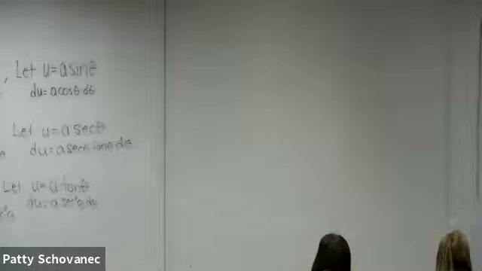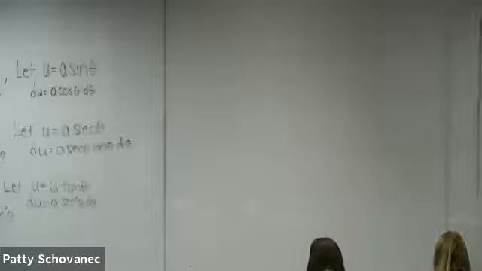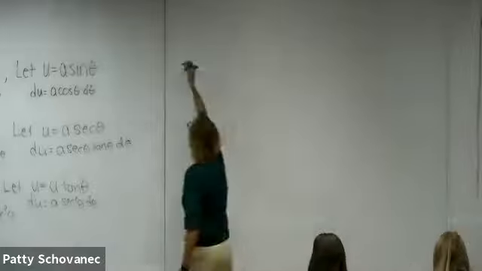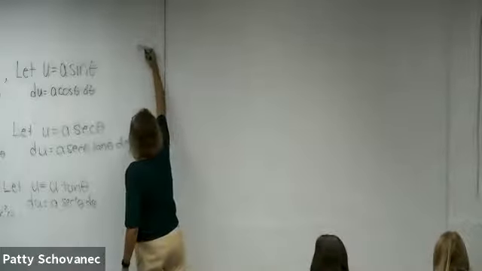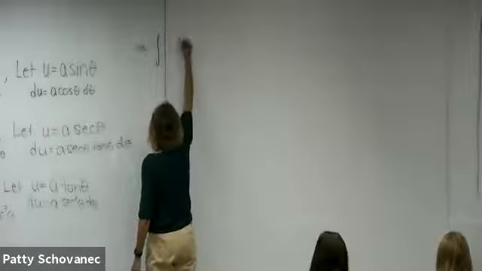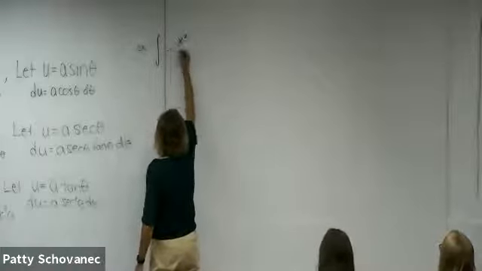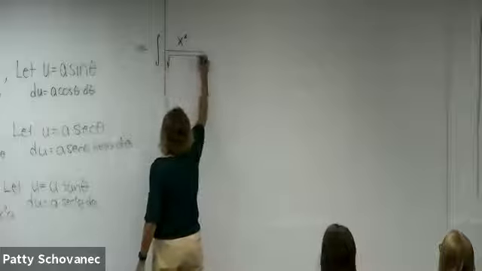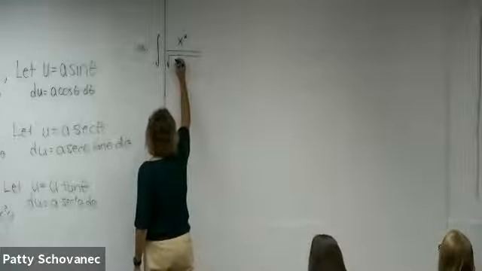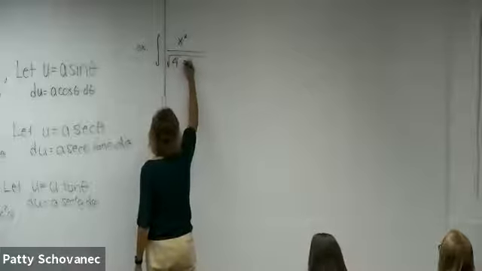Did we work any of these last time? We did one, so here's another. All right, let's do one very similar. We'll put an x squared on top, square root sign on the bottom. Last time we did 4 minus x squared or something like that. Let's put a 4 plus x squared here.